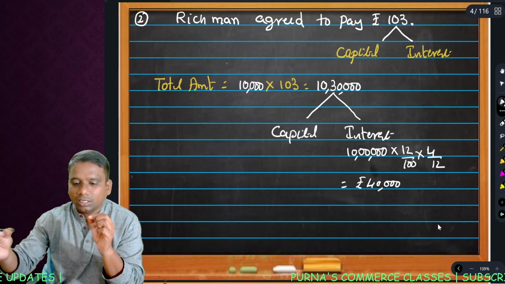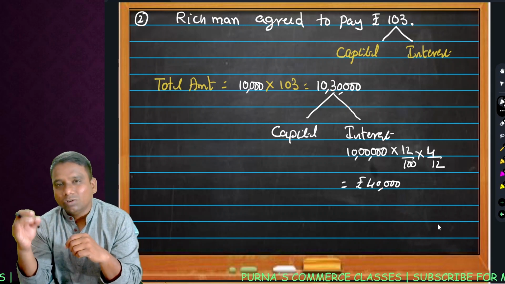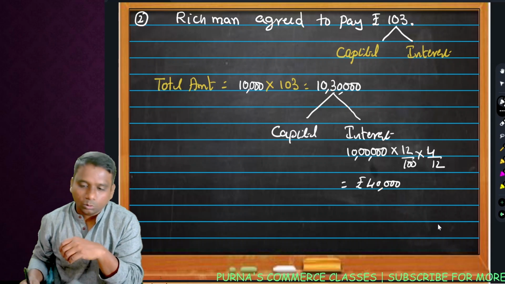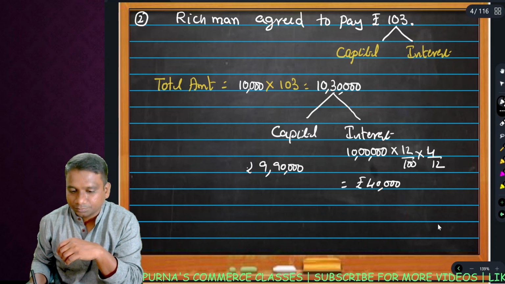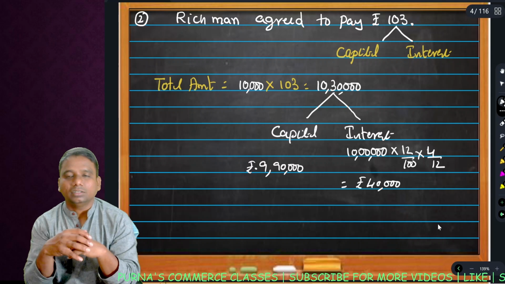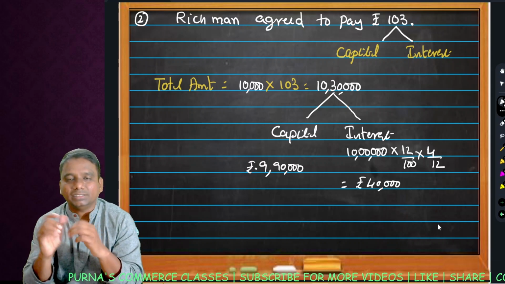Out of 10 lakh 30,000, towards interest is how much? 40,000. Towards capital is how much? 9 lakh 90,000. So this is called cum interest basis.